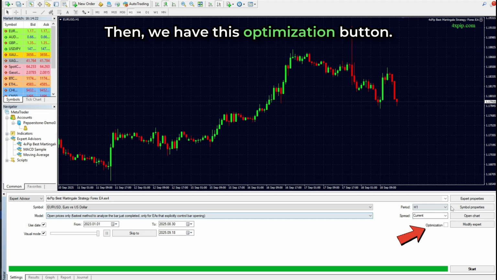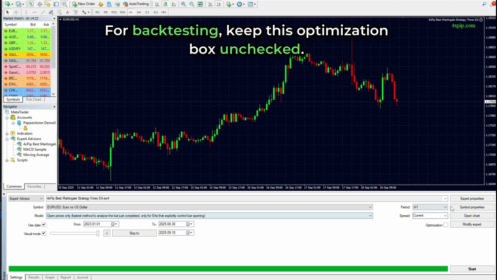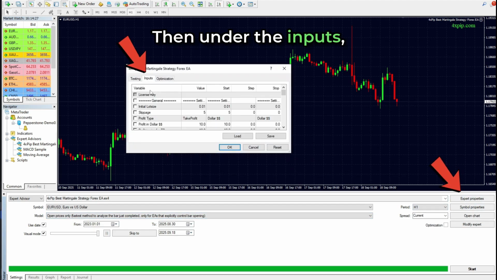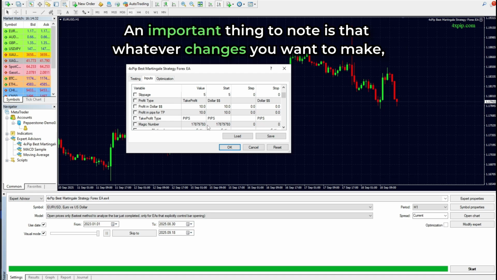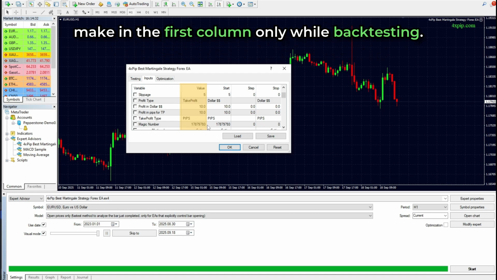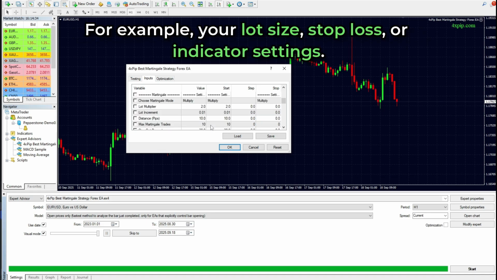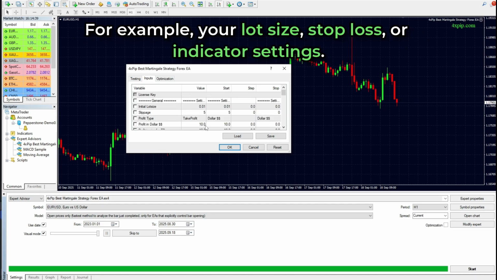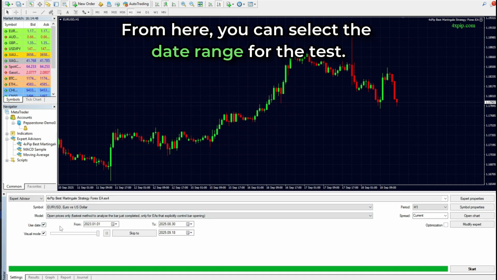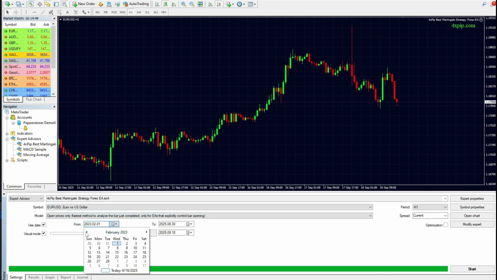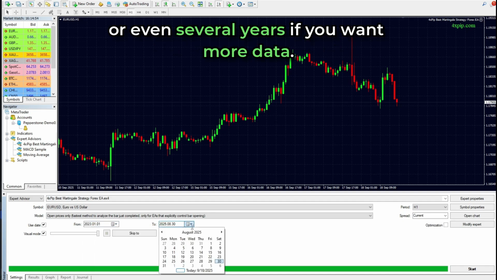Then we have this optimization button. For backtesting, keep this optimization box unchecked. Then under the inputs, enter the fixed values you want to test. An important thing to note is that you make whatever changes you want in the first column only while backtesting. For example, your lot size, stop loss, or indicator settings. From here, you can select the date range for the test, maybe the last 6 months or even several years if you want more data.